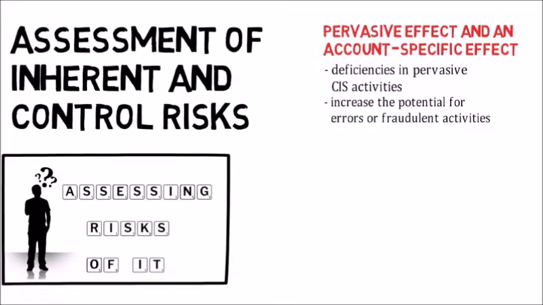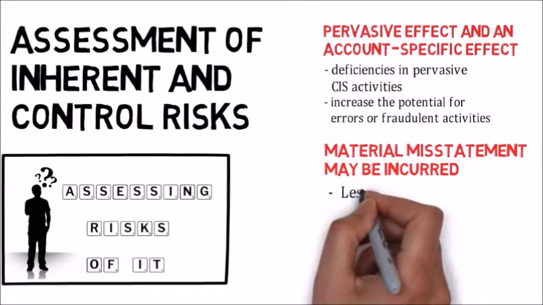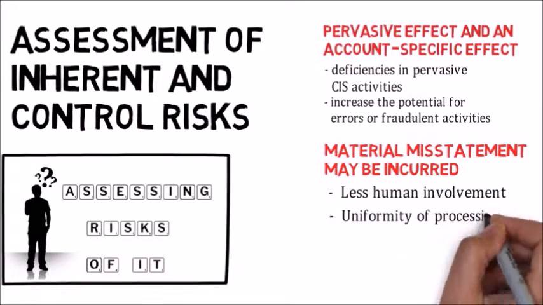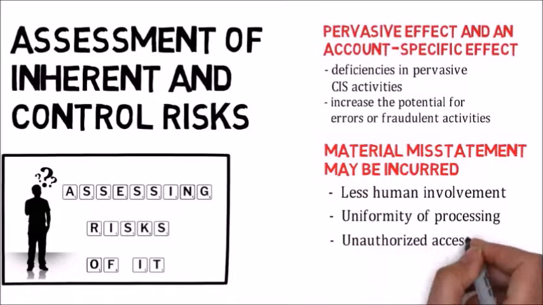A potential material misstatement may be incurred because of: 1. Less human involvement may allow mistakes to flow through the system undetected. 2. The uniformity of processing may pose a problem. 3. Unauthorized access leads to programs and records being improperly changed. 4. Data may be lost or destroyed as a result of a great amount of data being deleted or changed.